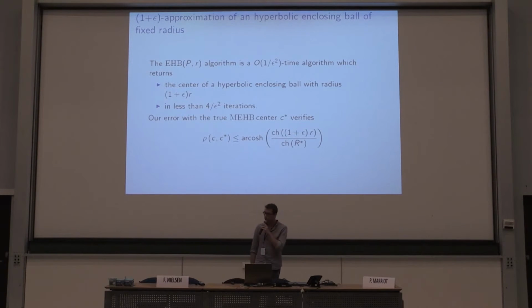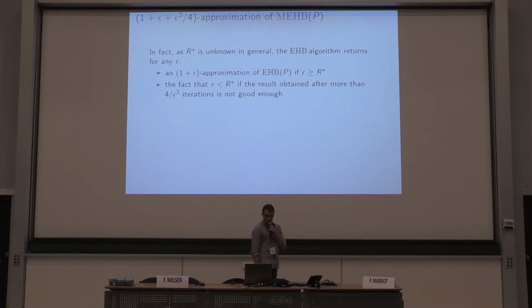And we can also wonder what is the error between our approximation and the real MEHB center, and this is given by this formula. As in general we do not know R star, the EHB algorithm in fact returns more than just a 1 plus epsilon approximation, because in the case where R is inferior to R star, the result obtained will be that R should have been less than R star if after 4/epsilon^2 iterations we still haven't obtained a good approximation.